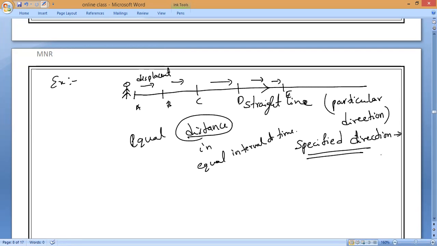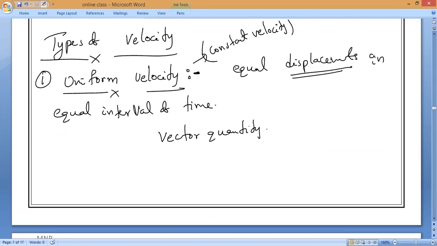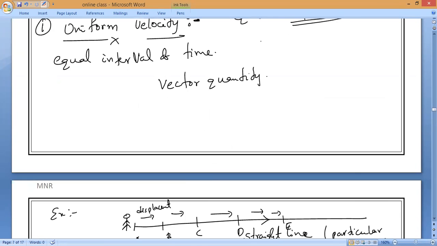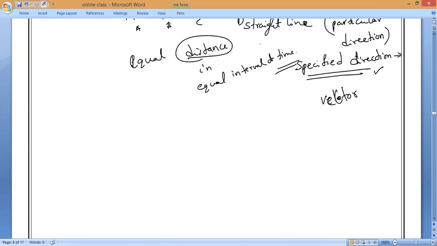Already we mentioned the direction, so it has already become a vector quantity. We have no need to mention displacement again. So it is covering equal distance in equal intervals of time. That is what we call uniform velocity, or constant velocity. That is what you have to remember.